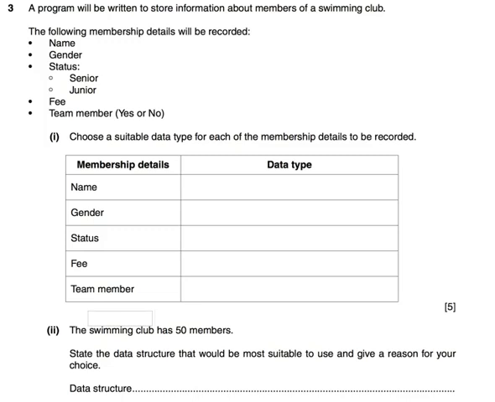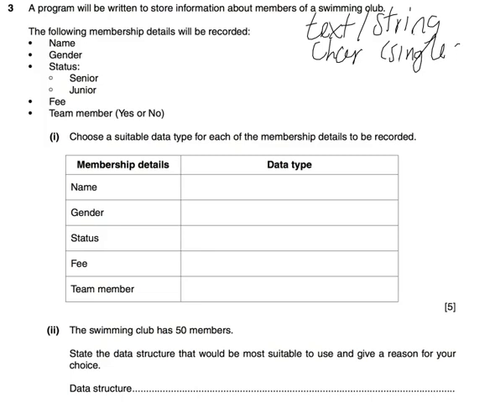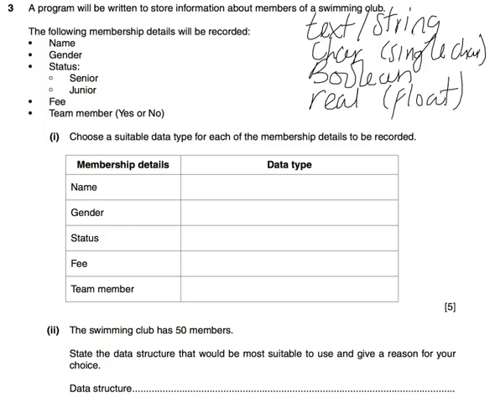So we have a few different options. We have text or string. We have a char, which is a single character. We have a boolean, which is true or false, and we have a real, which in Python would be a float, and we also have an integer, so we could use any of those. So let's have a look.